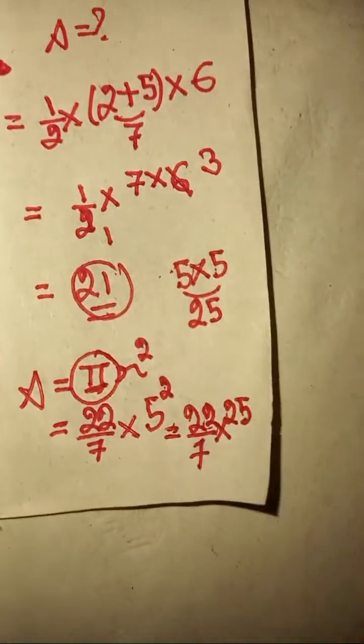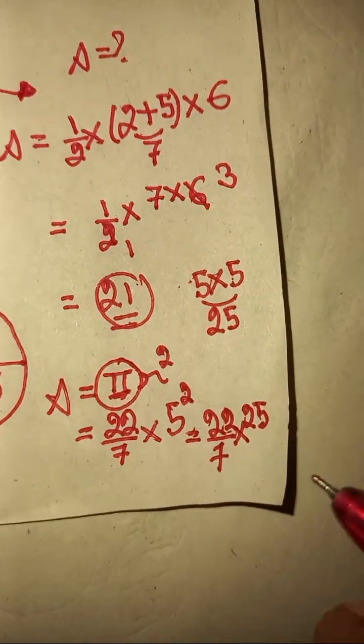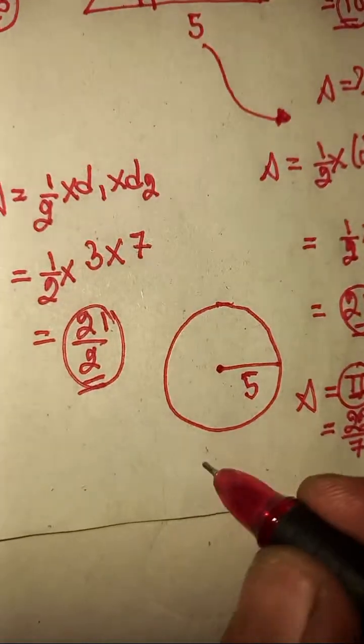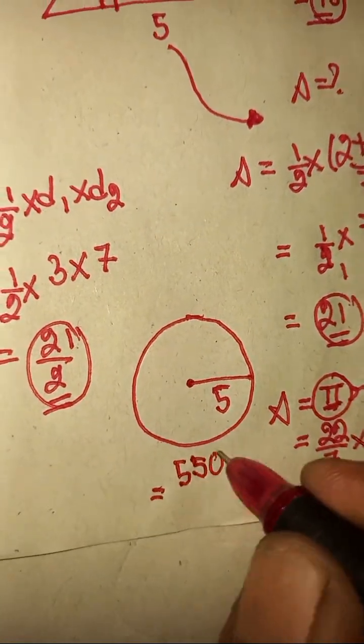25 times 20 is 500, 25 times 2 is 50. So 550 by 7. 550 by 7 square units.